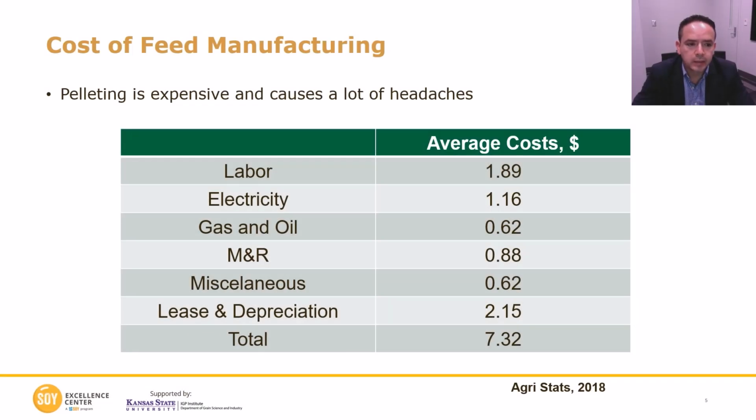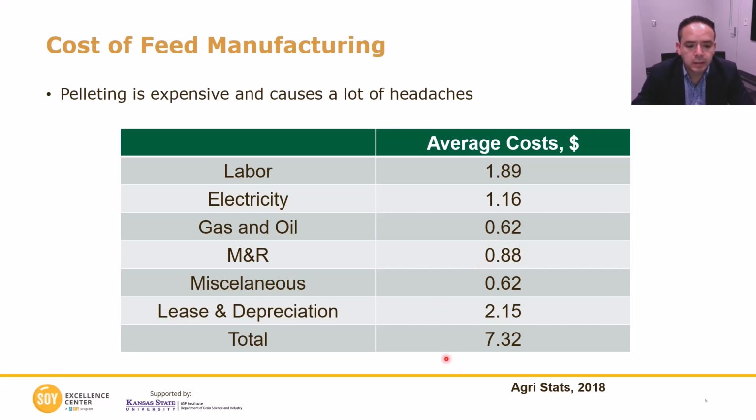And pelleting is a very expensive process and can cause a lot of headache. If you go to any feed mill, you are going to realize that the area that requires the majority of time and money in the process is going to be pelleting. Pelleting is the major cost center in feed manufacturing.